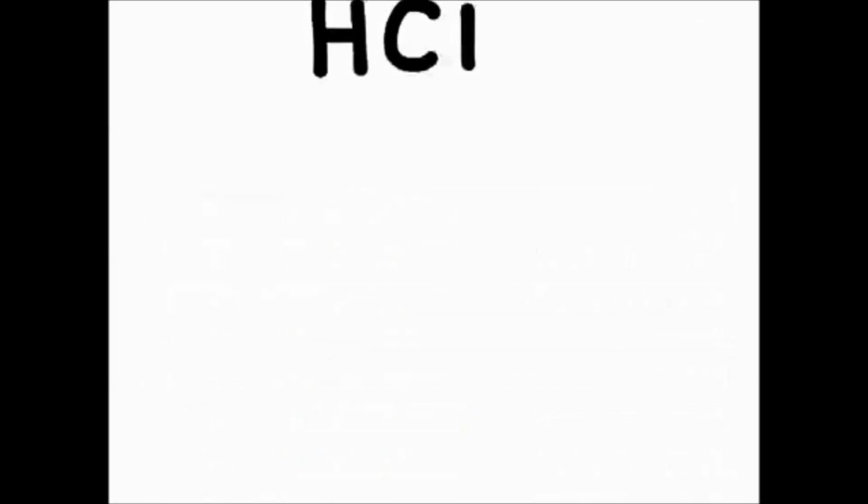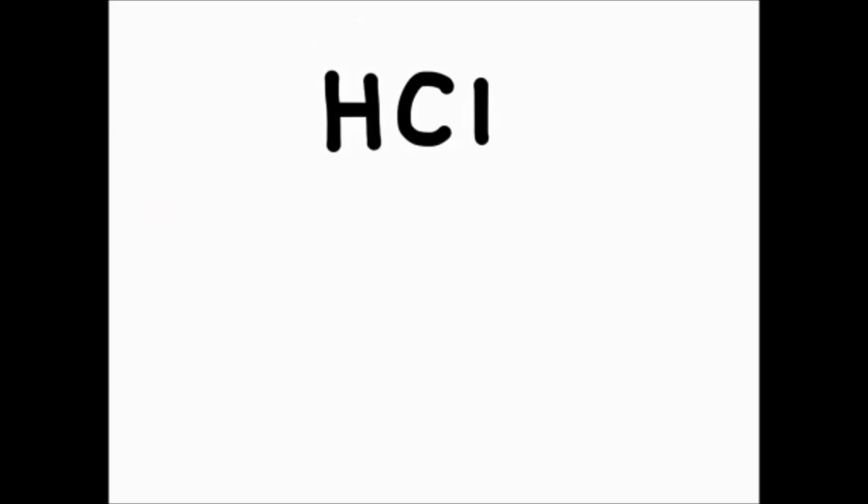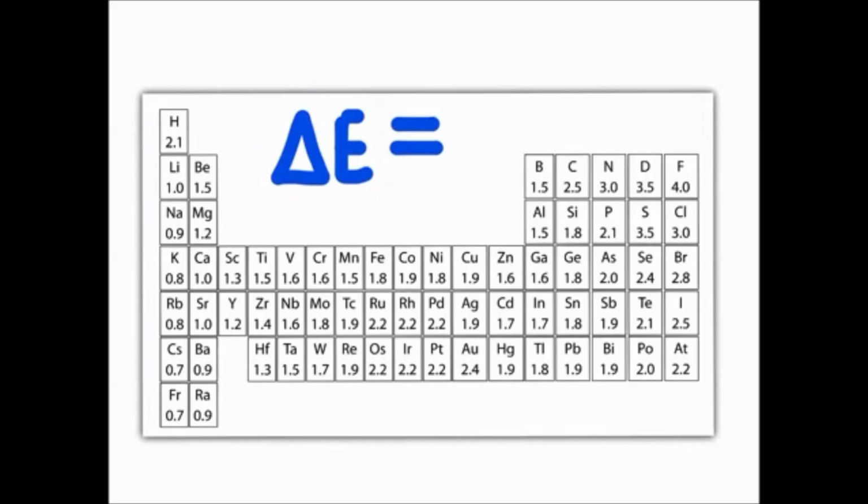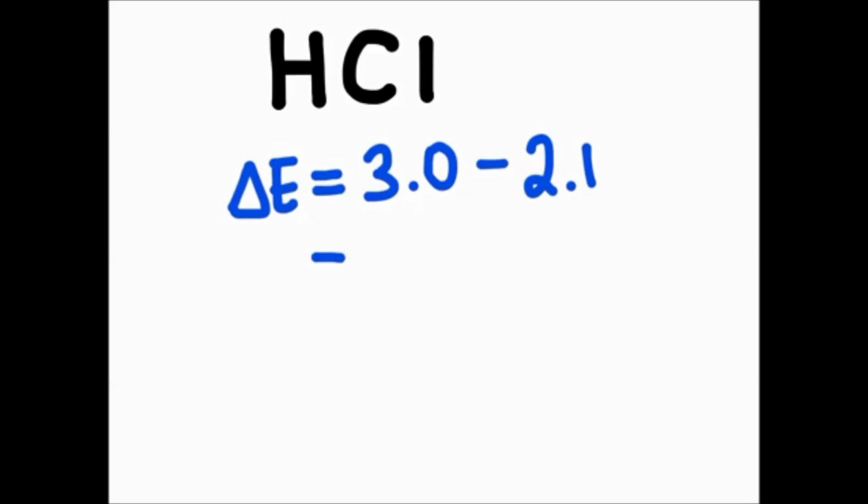Let's try this with HCl, hydrogen chloride. So when we look at the periodic table here, we can see that chlorine has a value of 3.0 and hydrogen has a value of 2.1. So let's go ahead and calculate the difference. So delta E is equal to, we'll usually take the bigger number, 3.0, and subtract from it the smaller number, 2.1. And so our answer here is 0.9.